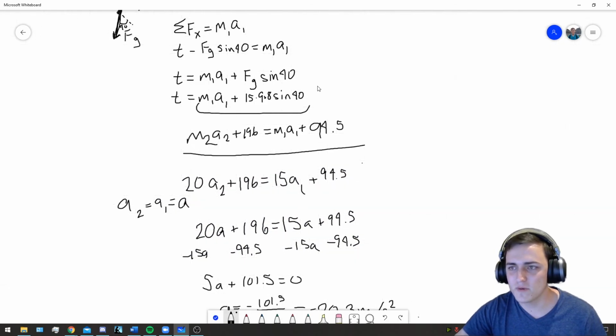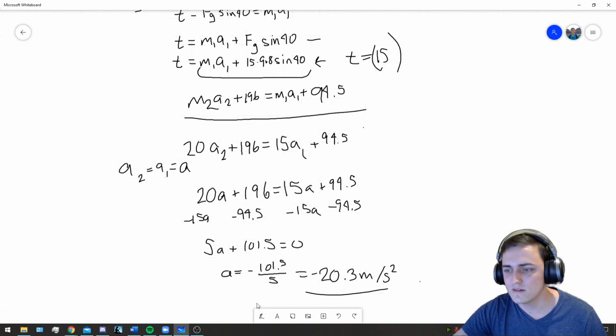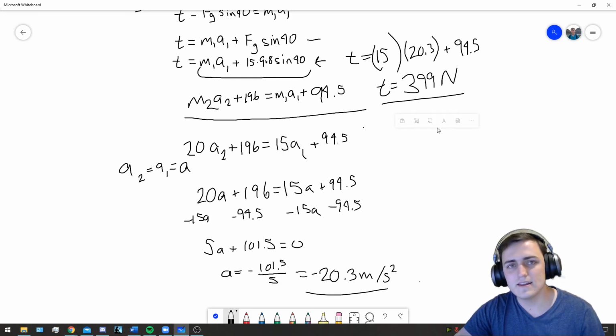Well, we can go back to one of our equations, say this one for, let's do, yeah, right here, this one. T equals M1, 15 kilograms, times acceleration of 1, 20.3, plus 15 times 9.8 times sine 40. We found that to be 94.5, so we're just going to use that number. And we can find the tension in the rope. And that's going to be 399 newtons. And that is the tension in the rope.